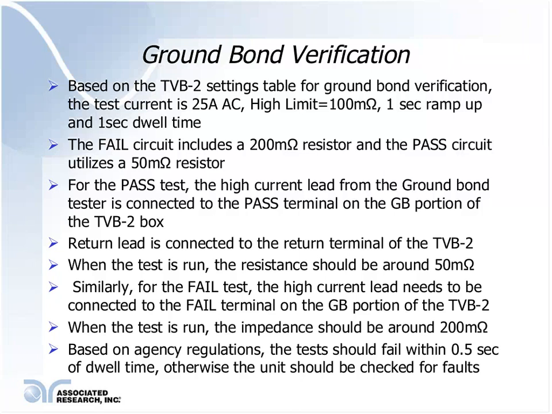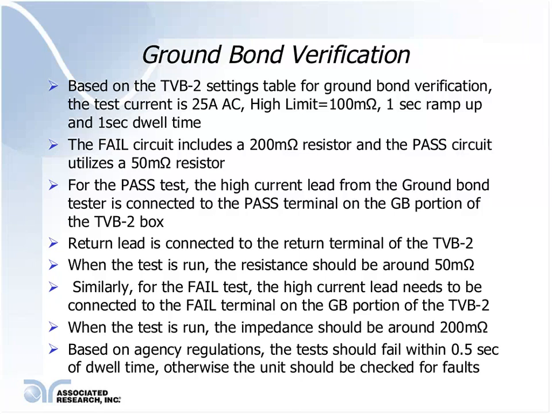For this pass test, remember first we're verifying the pass side. The high current lead from the ground-bond unit is connected to the pass terminal on the ground-bond portion of the TVB2 box, and the return lead is connected to the return terminal of the TVB2 box and going back into the ground-bond tester. When the test is run, the resistance should measure around 50 milliohms, which should result in a pass.